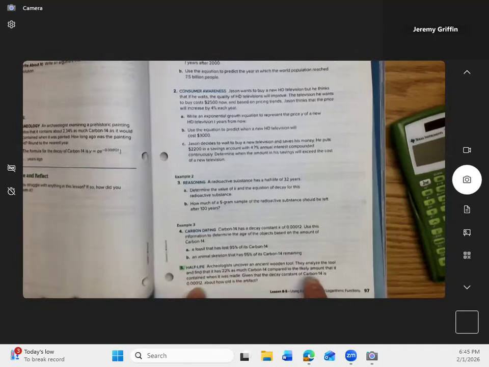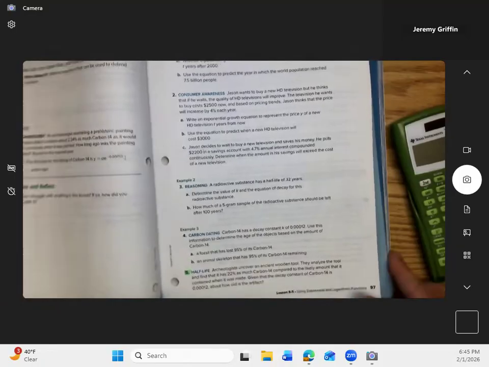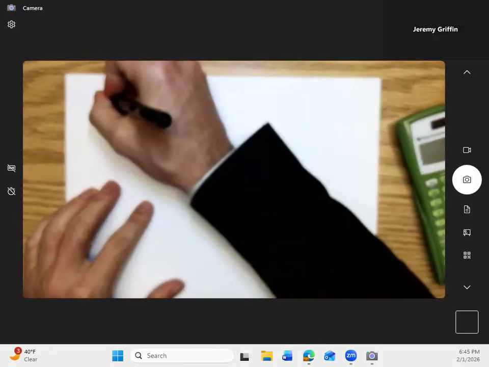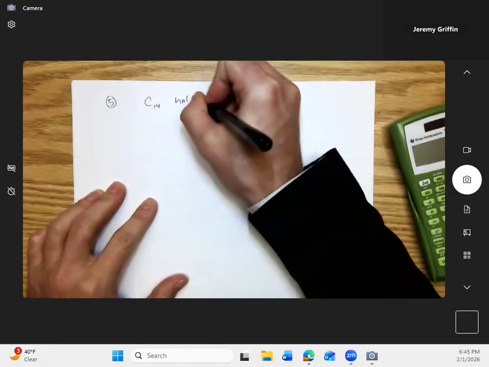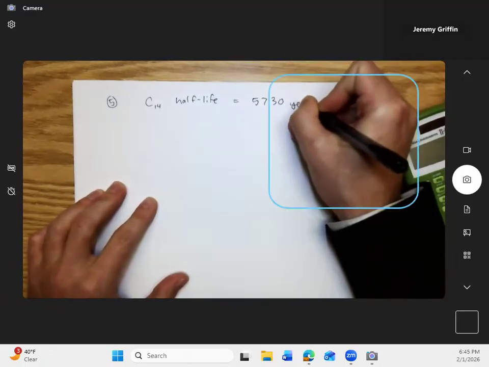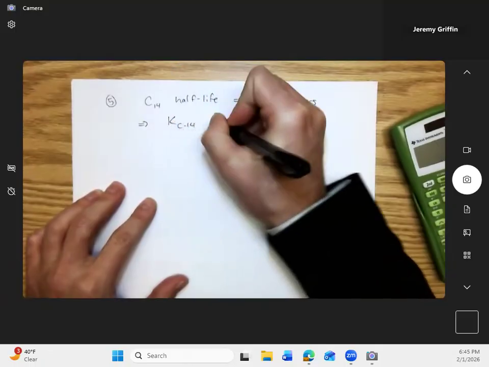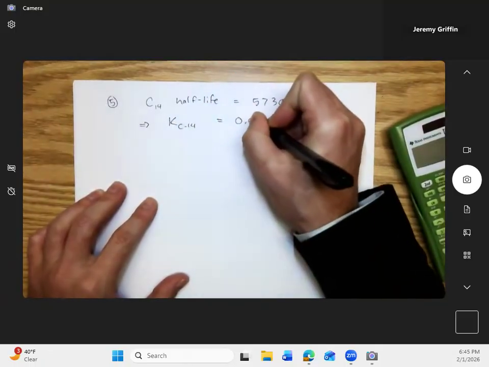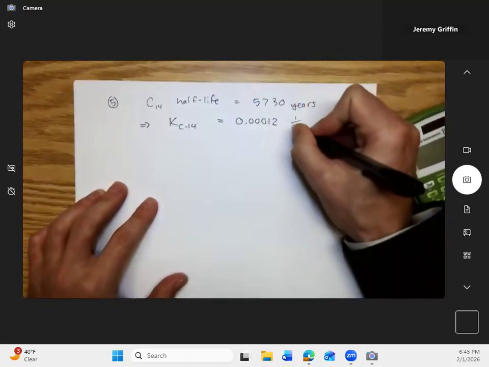Given that they gave us the decay constant of carbon-14 right here, but we derived it earlier today when I was going through the sample. So we got the same number. So they're giving us the correct value, helping us out a little bit here. Okay, so number 5. Carbon-14 half-life equals 5,730 years. Therefore, the k of carbon-14 is 0.00012. That's pretty much what the book gives you. So that'd be 1 over years.